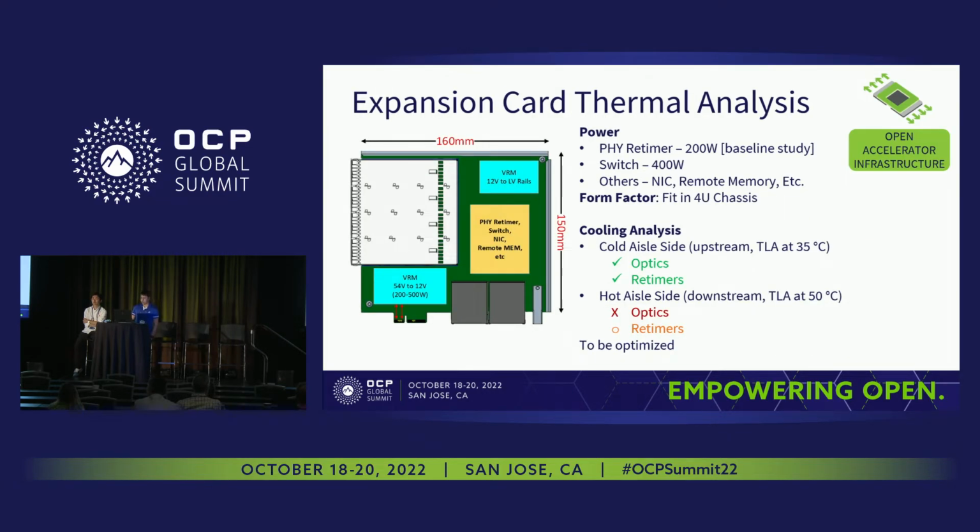For the expansion card design, this expansion card TDP depends on the application, and we choose the 200 watt type, which is a retirement type, as our baseline starter. It's designed for 4U form factor, and our result shows that the expansion card could have sufficient cooling at the cold aisle, but it could not have enough thermal margin at the hot aisle. So we are working on the system level optimization to see how to let it support the higher local ambient temperature.